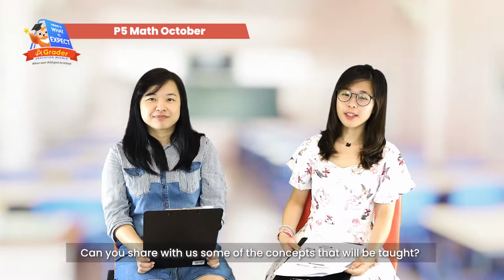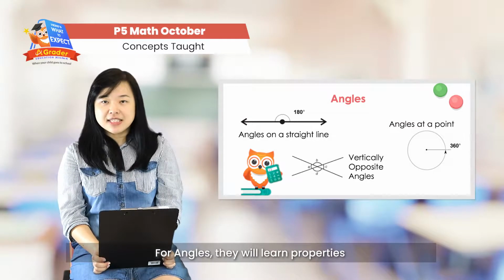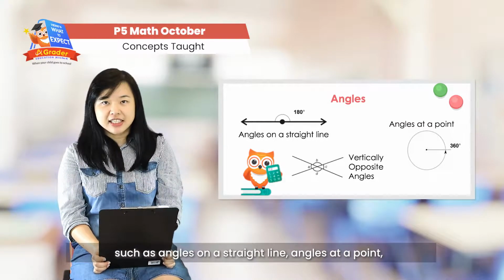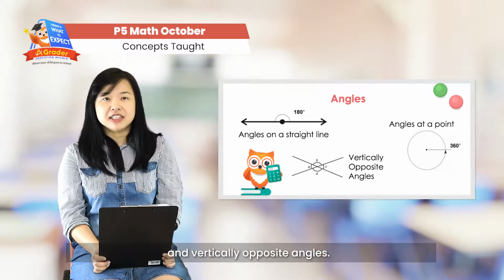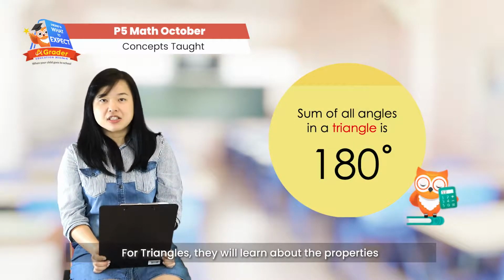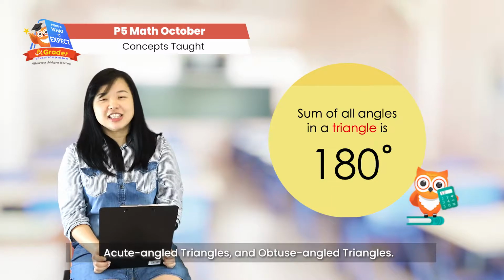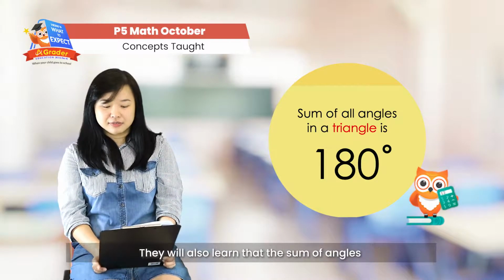Alright, so can you share with us some of the concepts taught? For angles, they will learn the properties such as angles on a straight line, angles at a point and vertically opposite angles. For triangles, they will also learn the properties of isosceles triangle, equilateral triangle, right angle triangle, acute angle triangle and obtuse angle triangle.